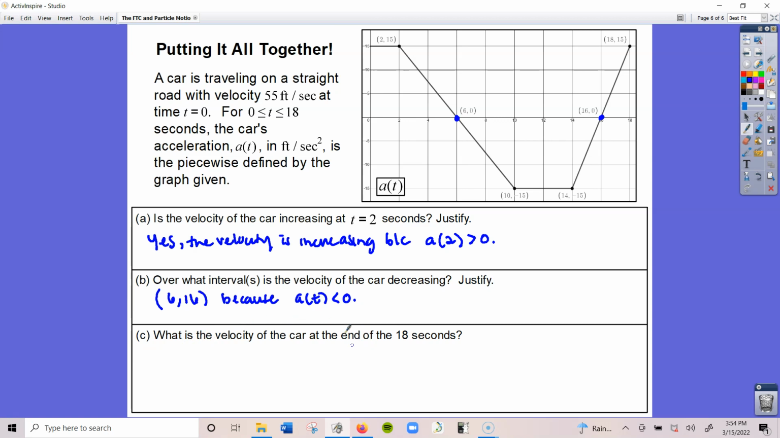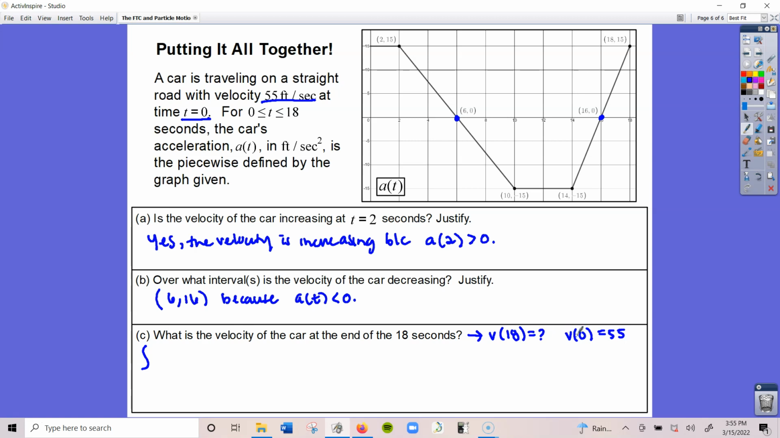Now, what is the velocity of the car at the end of the 18 seconds? So what this means is that we are looking for v of 18. Because this is acceleration and we're looking for the velocity at a particular time, we're going to have to integrate. Now, when we integrate, we need our limits of integration. I only have this 18. But it does tell me in the question that the velocity is 55 feet per second at time t equal to 0. So what that means is that v of 0 is 55.